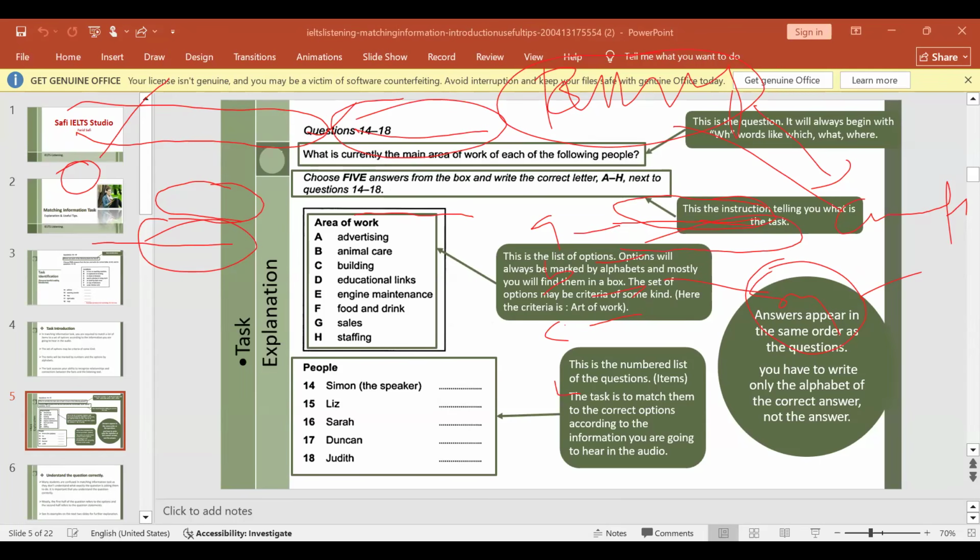And option number four, getting trapped by the speaker changing their mind. What if the examiner changes his mind? This is the most important part where students make mistakes.